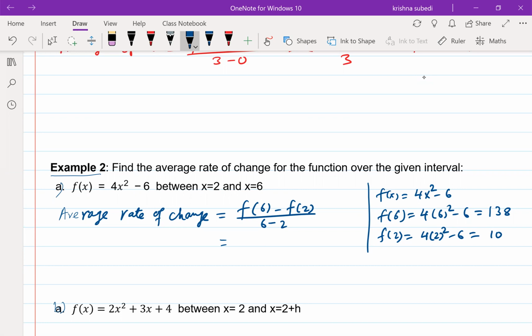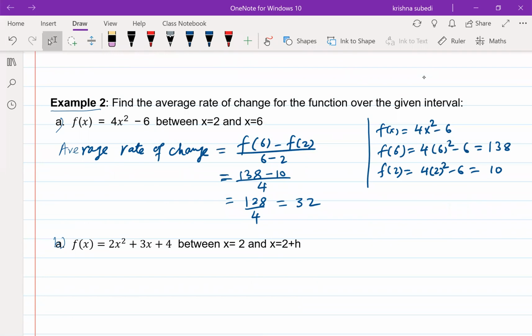So basically average rate of change is f of 6, which is 138, minus 10, divided by 4, and that's going to give me 128 divided by 4, that is 32. Okay, that is the average rate of change. Let us try one more problem.